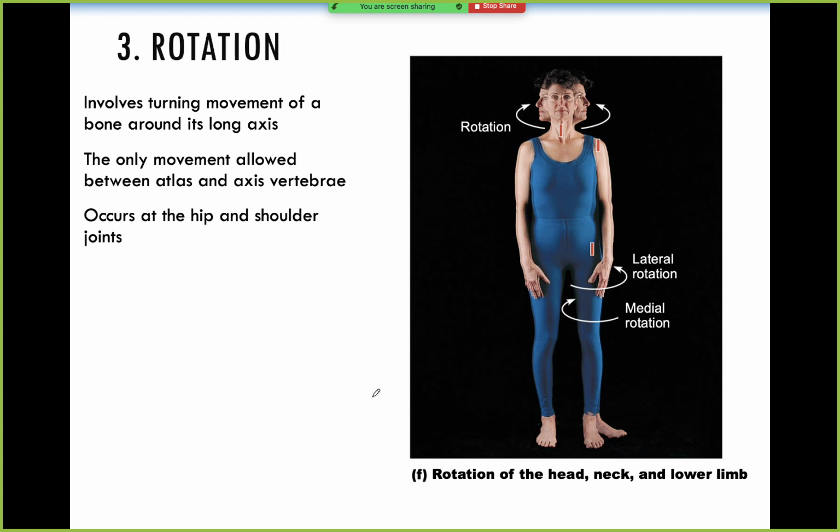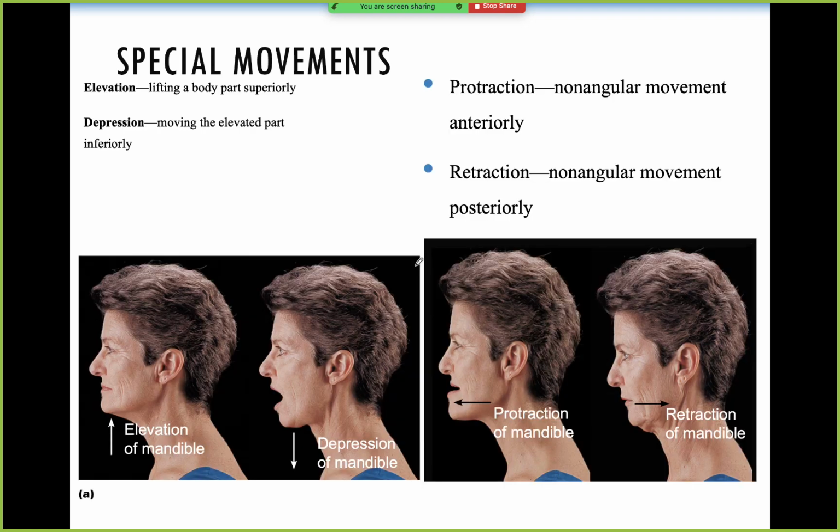The third type is called rotation. So you can rotate your thigh in and out. You can rotate your head left and right. All of those are considered rotation. You're turning a joint around its long axis. So you can also do it with your shoulders. You can rotate it out and you can rotate it back in. Those are the three main types of movements of synovial joints.